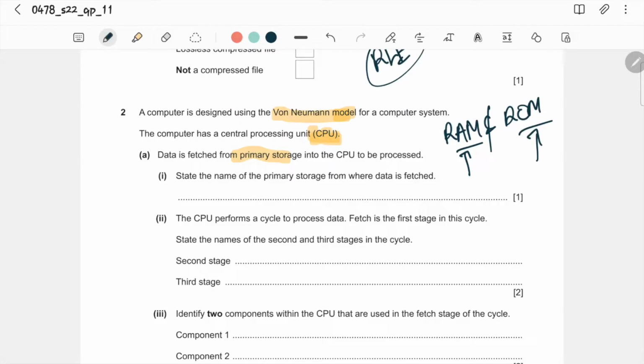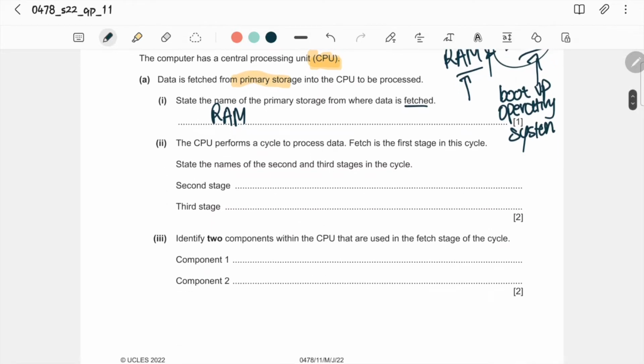Okay, so it says state the name of the primary storage where data is fetched. Where data is fetched, we call it RAM. Now ROM only stores boot up instructions. It stores stuff for the operating system. So if you want to fetch it, you will have to fetch it from RAM. RAM is where it fetches because we are currently processing it, so that would be RAM.